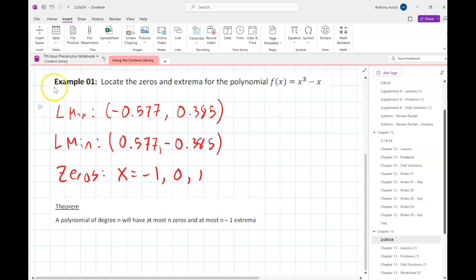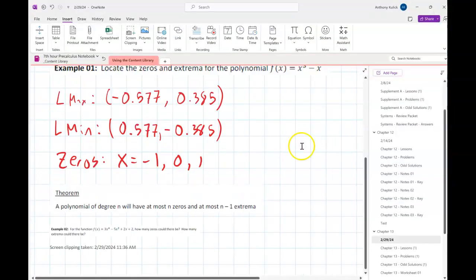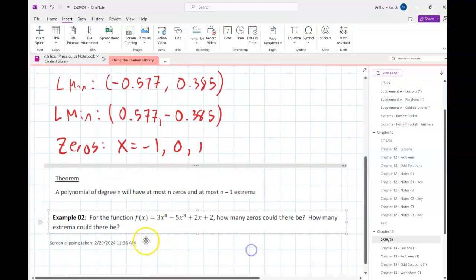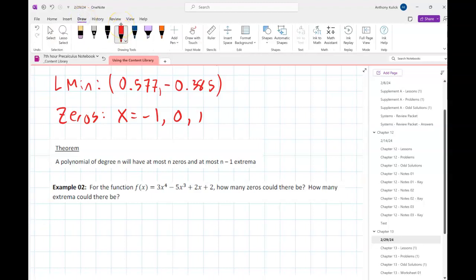Okay. We'll do some improvement on this theorem as the chapter goes on, but let's do a quick little example here. So let's say we have the function f of x equals 3x to the fourth minus 5x to the third plus 2x plus 2. And we want to know how many zeros there could be and how many extrema there could be. With the theorem that we just stated, we can now do this without having to graph anything. How should I answer this? Let's start with the zeros. How many zeros could there be?